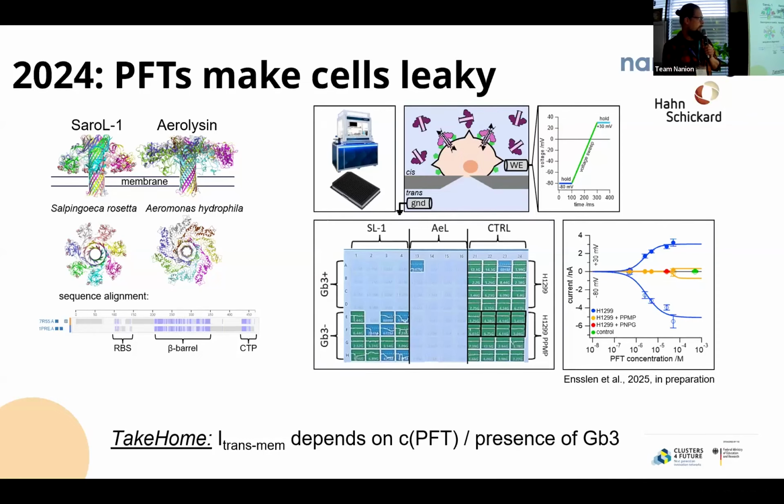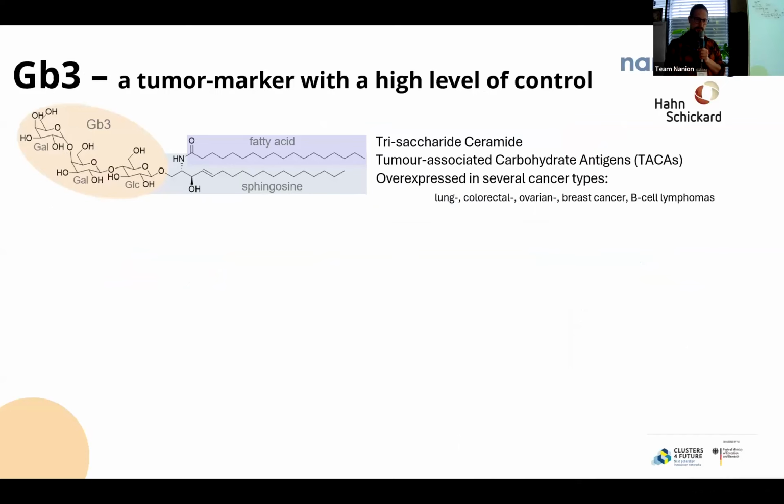Whereas Sarol, another PFT that comes from a different organism but whose sequence is very homologous to Aerolysin, showed a completely different behavior. We found a high specificity for cells which had a certain molecule or receptor present on the surface. This receptor is called Gb3, a globosyl ceramide, which is a tri-sugar. Interestingly, this sugar has been shown to be associated with different cancer types. In cancer cells it is overexpressed, and it is found, for instance, on lung and colorectal cancer cell lines.